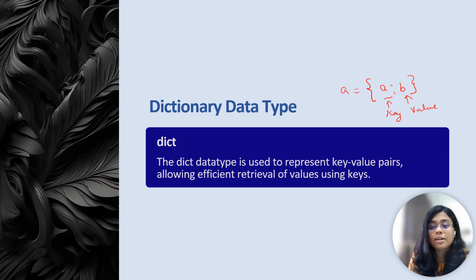Hence, the retrieval of information in a dictionary is much simpler than in lists, tuples, or sets, because there you will have to know the position of the value. Here, when you give a key, you will be able to retrieve the value no matter where it is in this whole set of data.